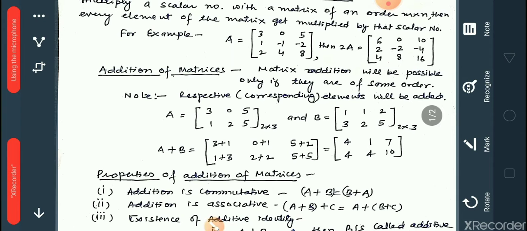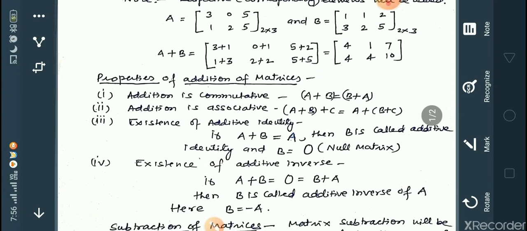Means if matrices are of the same order, then how will you add these matrices? Then we simply write A plus B as the sum of matrices, and their respective elements will be added. Means A11 will be added to A11 of the second, A12 of the first will be added to A12 of the second, and so on. So this is addition of matrices.